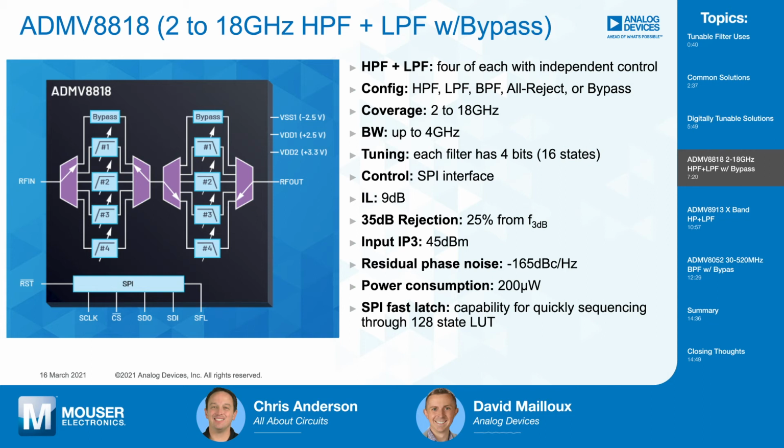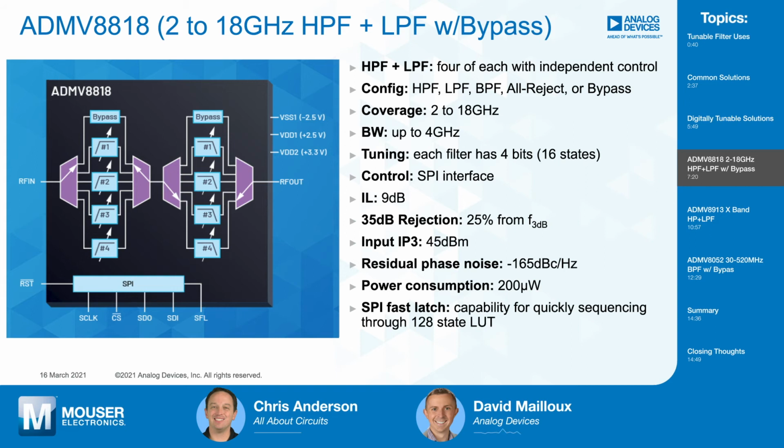The typical power consumption is about 200 microwatts, and the SPI fast latch mode that I mentioned earlier is a capability that we have for quickly switching through the lookup table. And how this works is that you would program the lookup table first, and then there's an external pin called SFL. And you bring the SFL pin high, and it enters into the SPI fast latch mode.